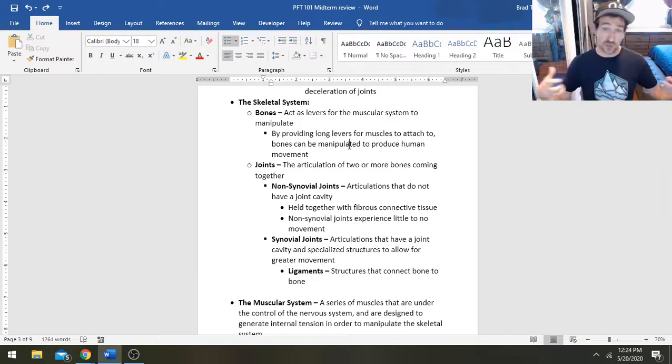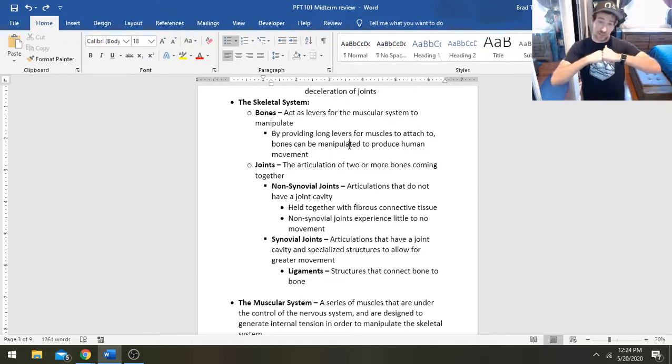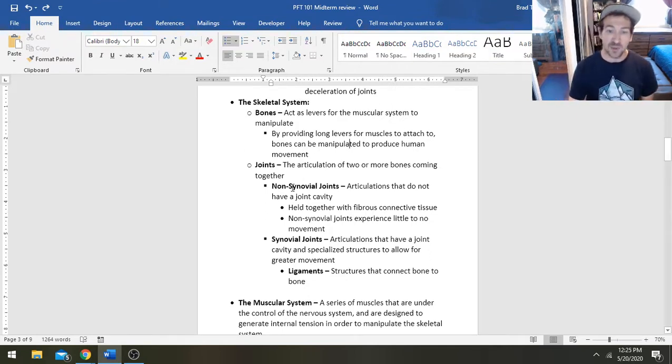You've got your joints, which are the articulations where your bones come together. A bone might experience one or many joints, depending on the shape of that bone. And so we get two main categories of joints here: non-synovial joints and synovial joints, which are what you're going to find primarily throughout your body. Non-synovial joints are joints that don't actually have any joint cavity, right?